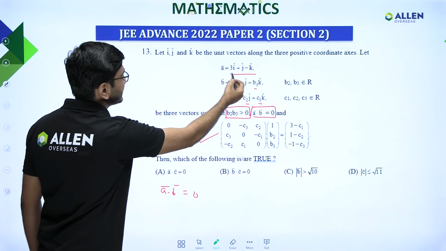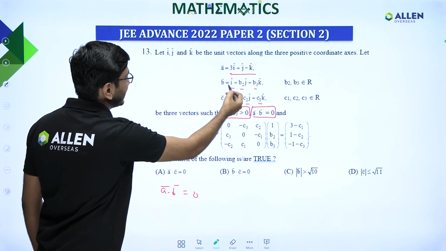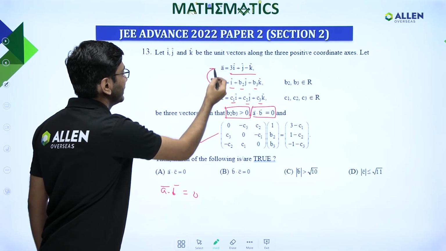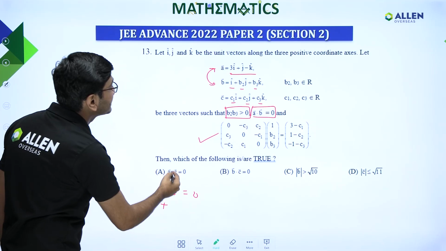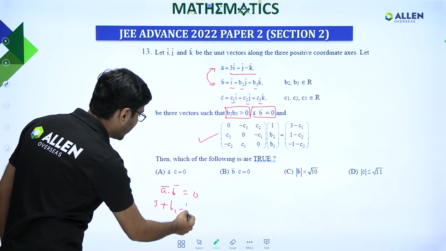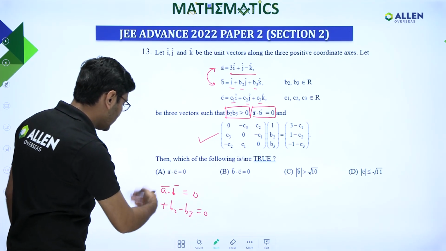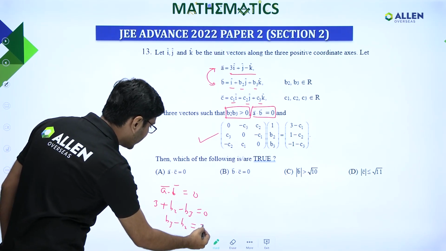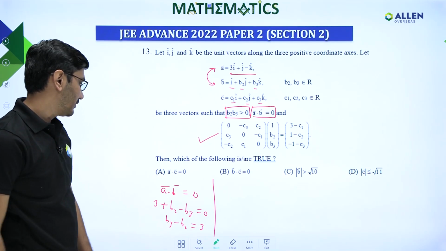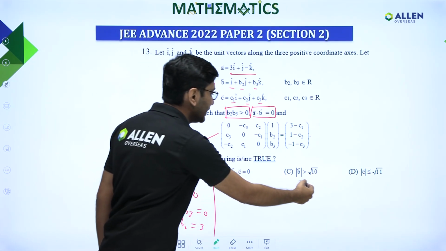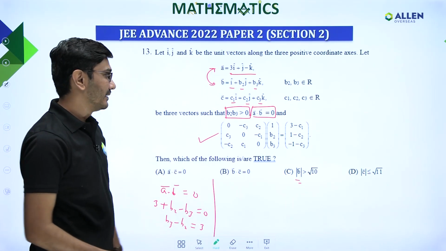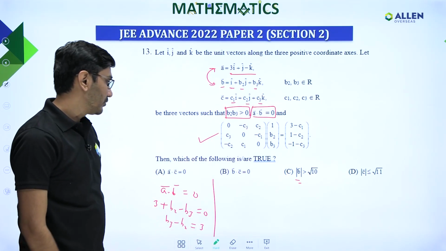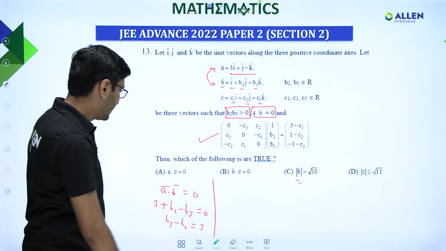Here a is 3i plus j plus k minus k, and b bar is 1i plus b2j plus b3k. If I take their dot product, I will get 3 plus b2 minus b3 equal to 0. Solving, I will get b3 minus b2 equal to 3. Why am I squaring this? Because mod b will have b2 square and b3 square, since b bar is 1i, b2, b3. Therefore, if I want to calculate its mod, I definitely need to take its square.